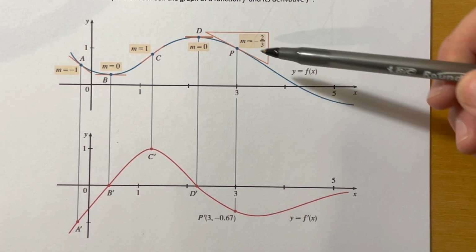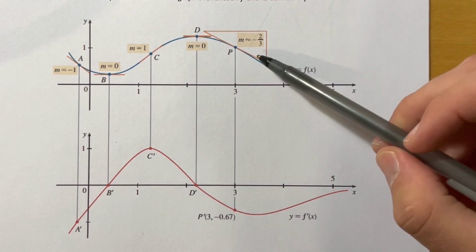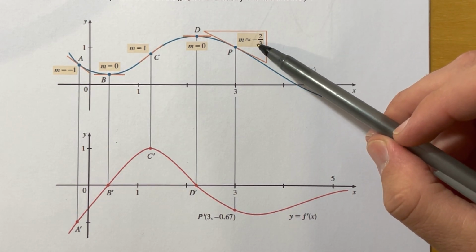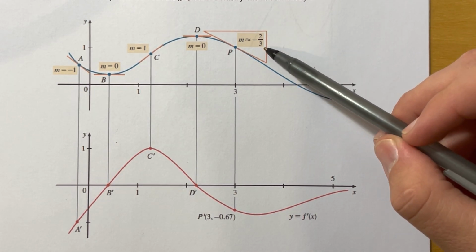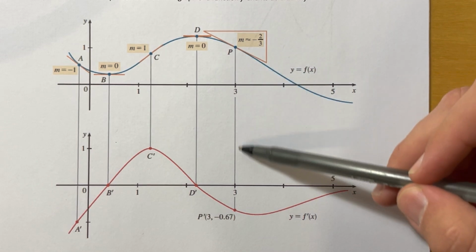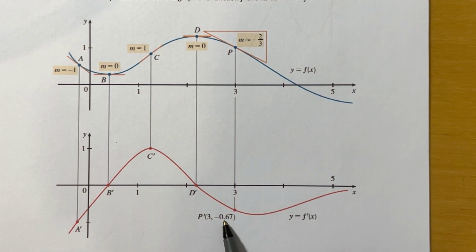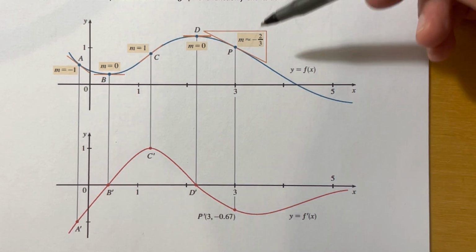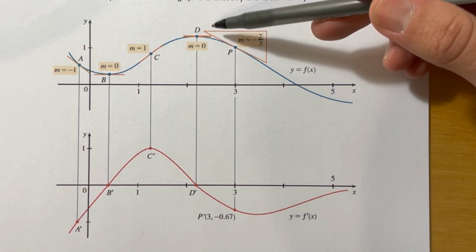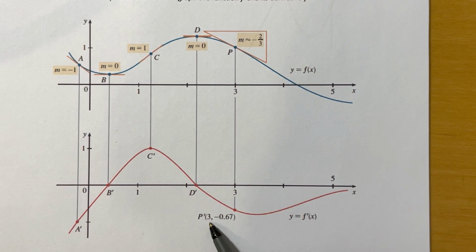Looking at point P right here, it's showing that it has a slope that's approximately negative 2/3. So down here, on my derivative, negative 0.767, that's approximately negative 2/3. The y-coordinate of this point is going to equal the slope of the tangent line at this point. The x-coordinates will be the same, 3 and 3.